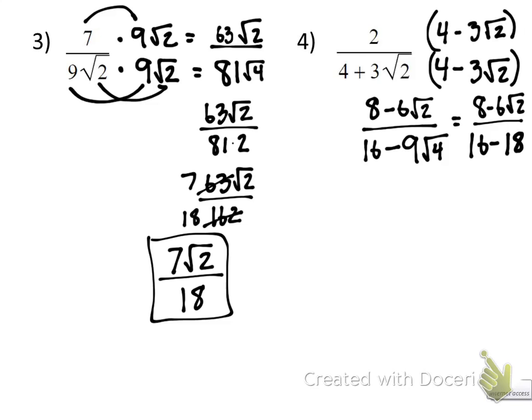16 minus 18 is negative 2. That's going to be my denominator now. Bring down the numerator, 8 minus 6 rad 2. Almost done. Remember this sign right here. What's the fraction sign mean here? Division. Okay, so what's 8 divided by negative 2? Negative 4. What's negative 6 divided by negative 2? Positive 3 rad 2. Okay?